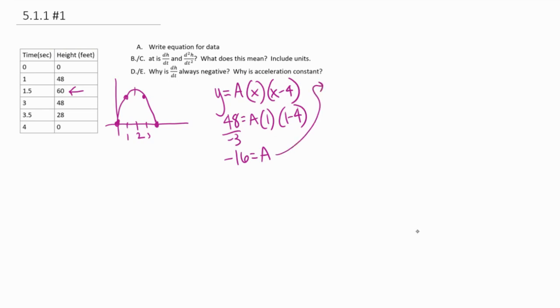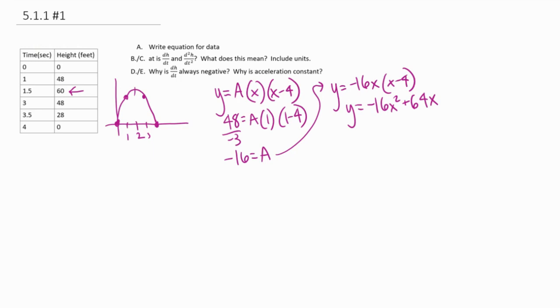A does not stand for acceleration, by the way. I was just letting that be a placeholder. But negative 16 does end up being the acceleration, and I'll talk more about that for these next few. So y is equal to negative 16x times (x minus 4), or negative 16x squared plus, let's see, 54x. 4 times 16? Nope, 64x. I can multiply, don't you worry. All right, so that's my equation.